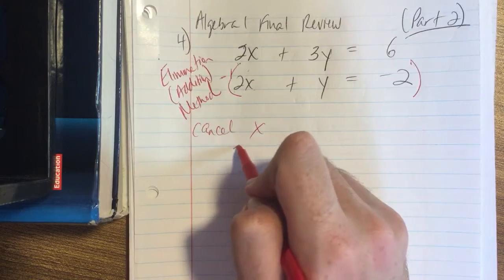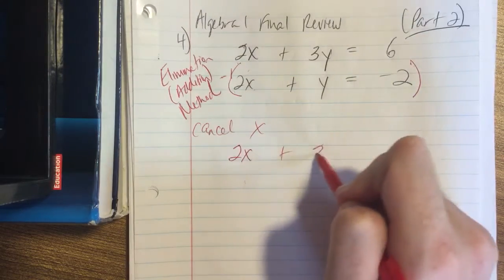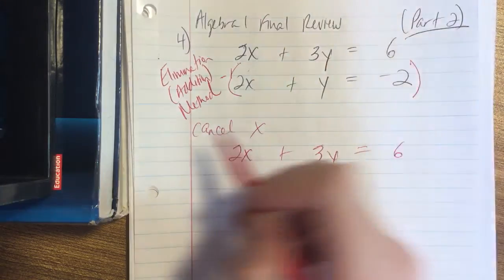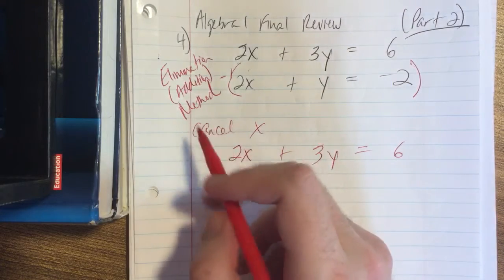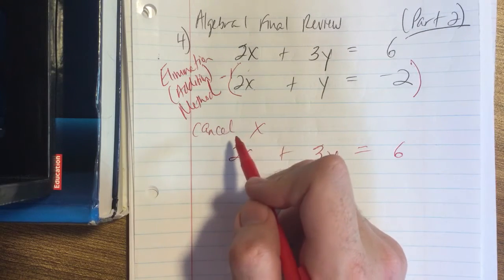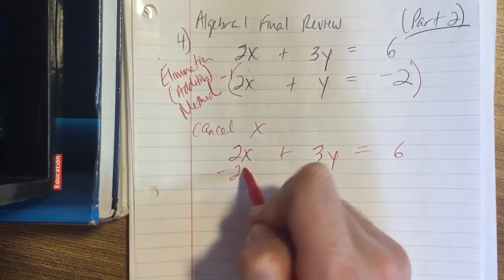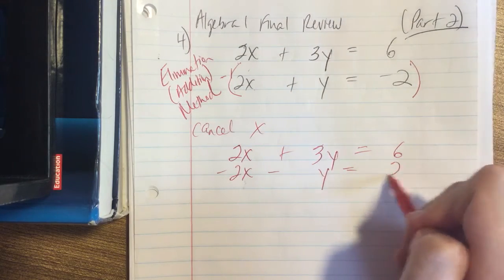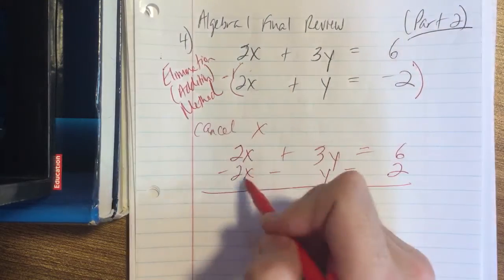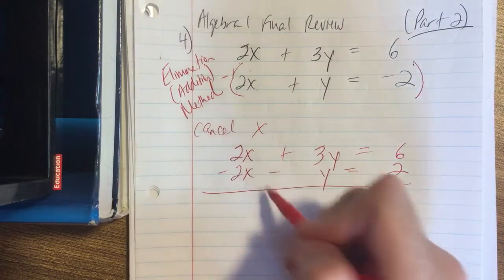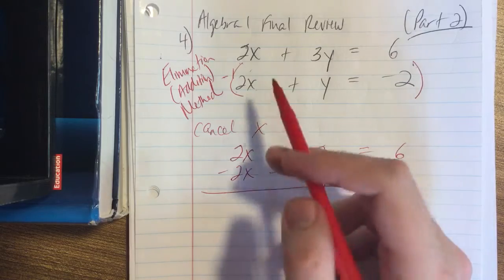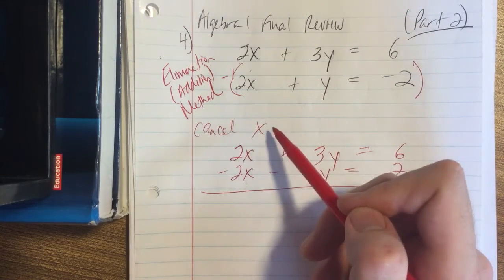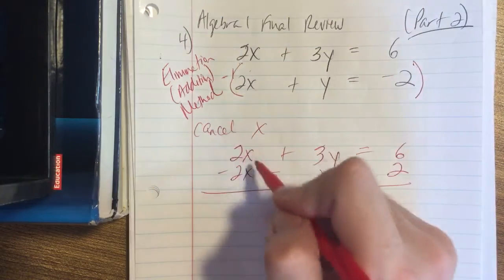I'm going to bring down my first equation as is. And now my second equation, everything is multiplied by negative 1. Distribute the negative 1 to all terms. And you're going to end up with a negative 2x minus y equals a negative 2, which is a positive 2. After doing that, you can combine or add. That's why it's called the addition method. Eliminate one variable, so we eliminated x now, and we're adding the rest.